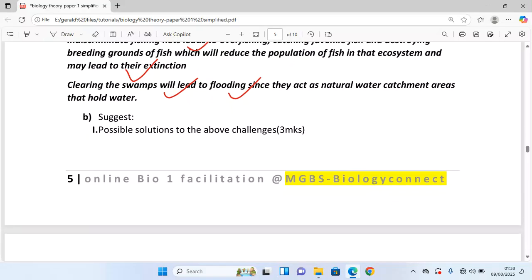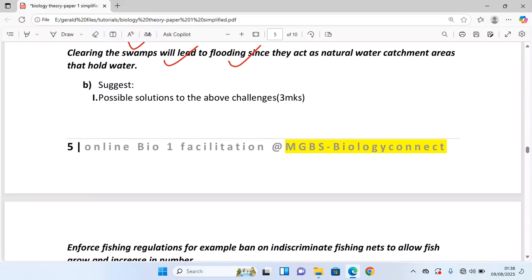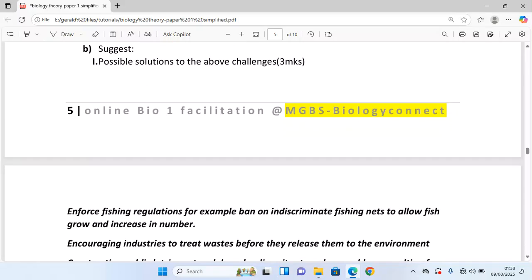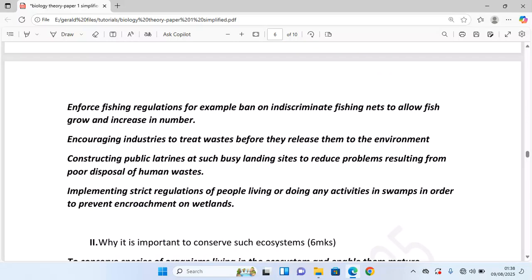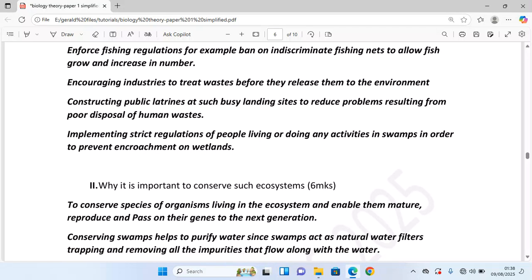So suggest solutions. Here we say suggest possible solutions to the above challenges. What are possible solutions to those challenges? That one is something simple. Enforce fishing regulations, for example, a ban on indiscriminate fishing nets to allow fish to grow and increase in number. Still here we don't just say put strict regulations, be elaborative please.